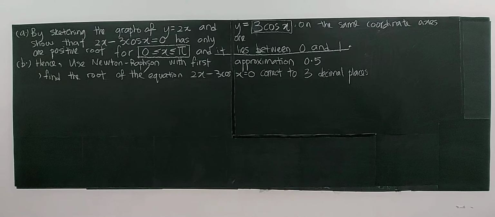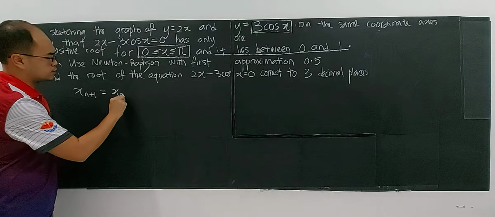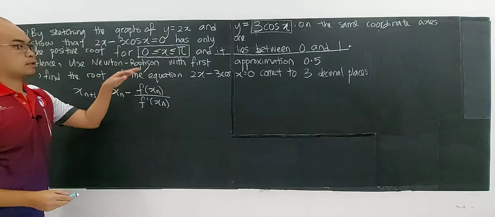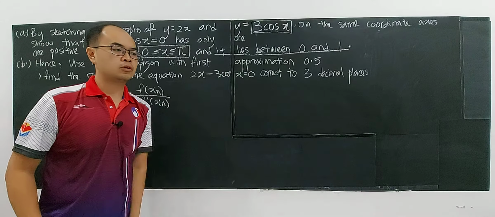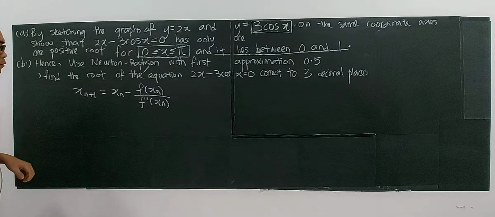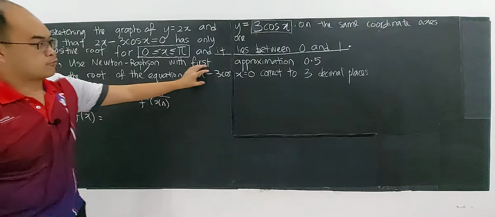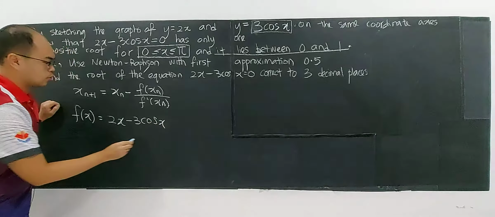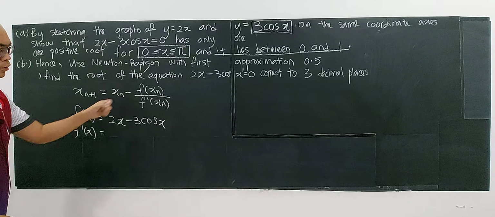Alright, let's find the root. First, we have the formula for Newton-Raphson, which is xn minus f(xn) divided by f prime (xn). As this is an equation involving a trigonometric function, the first thing you need to do is change your calculator to radian mode before you start solving. From the Newton-Raphson formula, you need f(x). As I know that f(x) equals 0, my f(x) will be 2x minus 3 cos x. Once I have f(x), I straight away find the first derivative needed for the Newton-Raphson iterative formula.